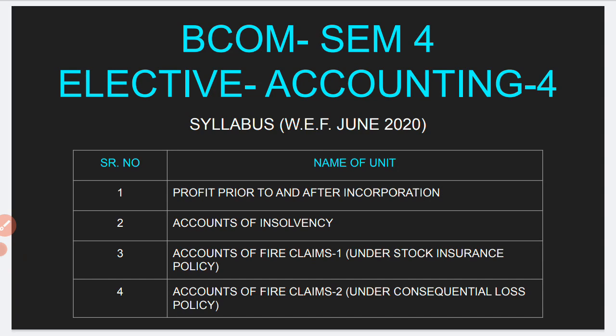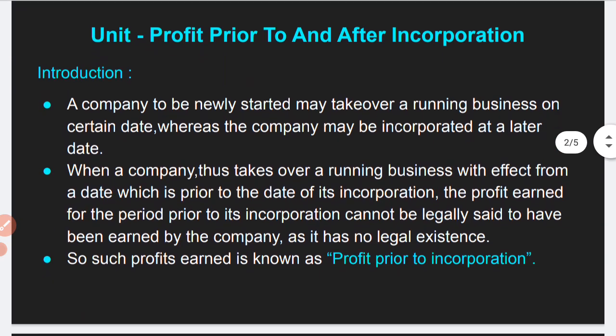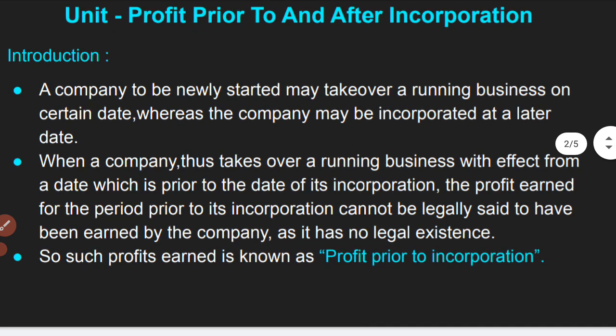Again, all 4 of them are completely calculative practicals. Fine. In all the chapters or all the units we are going to follow certain formats and formulas, right? And you are good to go. So these 4 will be the units that are to be studied in the syllabus. So this time as well we are going to start with the first unit, that is profit prior to and after incorporation. 4 units, 4 calculative, you will have to remember a few formats in all four, and certain working notes also will be there. Okay, so moving further with our first unit, that is profit prior to and after incorporation.